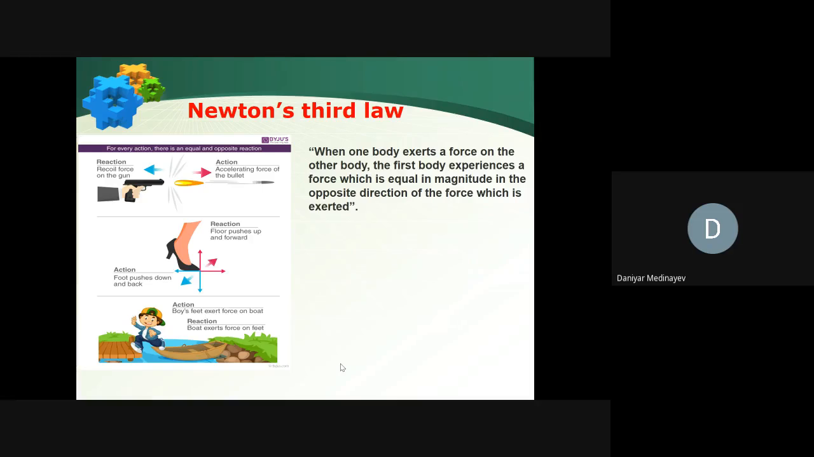The last illustration is about a boy. The action is the boy's feet exert force on the boat, and the reaction force is the boat exerts force on the feet.